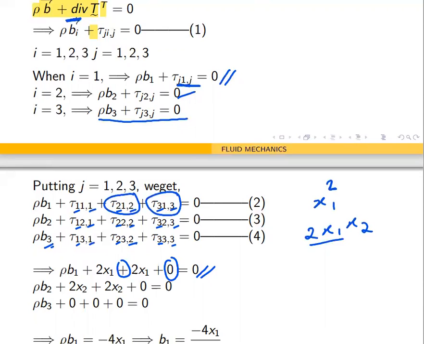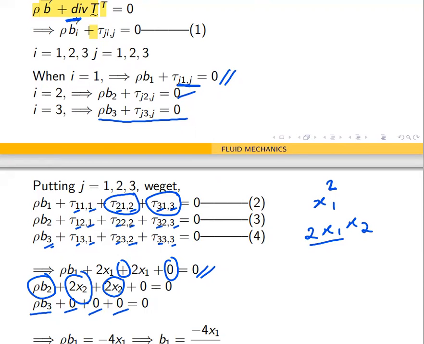Similarly, we'll go for equation 3. This is rho b2 plus tau 12, differentiation with respect to x1 is 2x2, and again 2x2 plus 0 equal to 0. Then the last equation, equation 4, we get rho b3. Tau 13 is 0, tau 23 is 0, tau 33 is also 0. So differentiation with respect to x1, x2, x3 are all zeros.